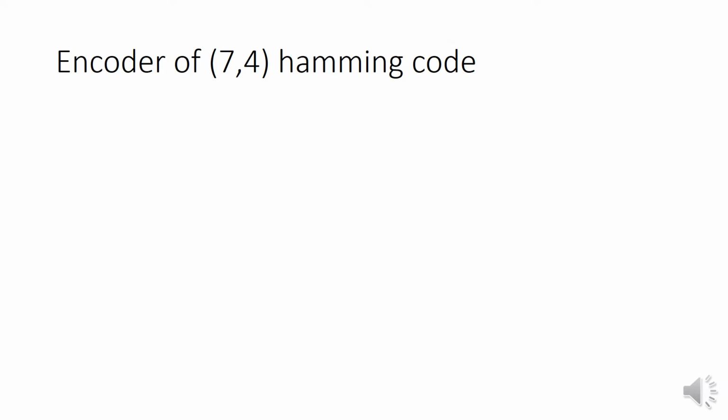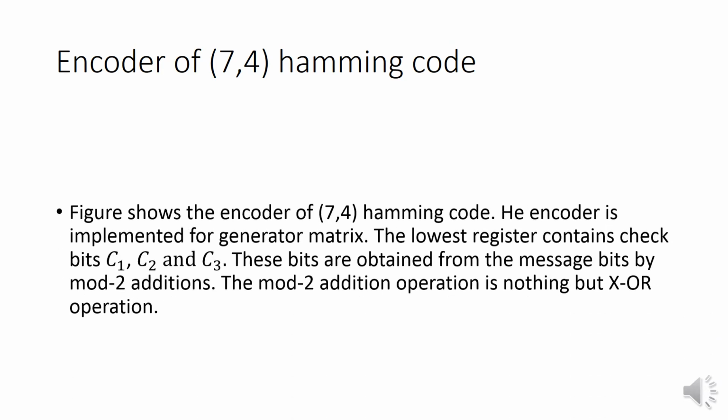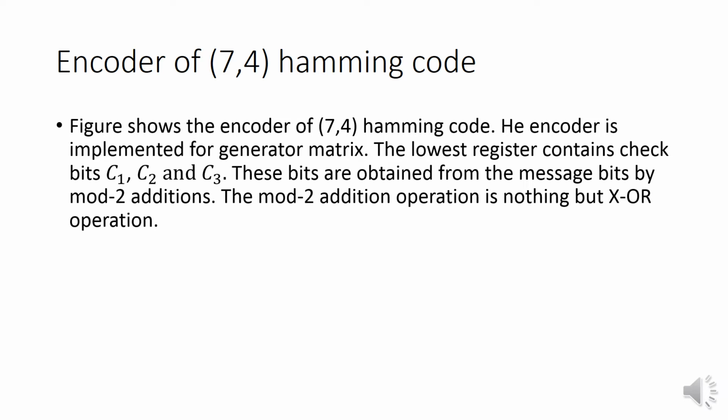Then the encoder of the 7,4 Hamming code. The figure shows the encoder of the 7,4 Hamming code, which is implemented for the generator matrix. The lower register contains check bits C1, C2 and C3. These bits are obtained from the message bits by mod 2 addition. The mod 2 addition operation is nothing but the XOR operation.